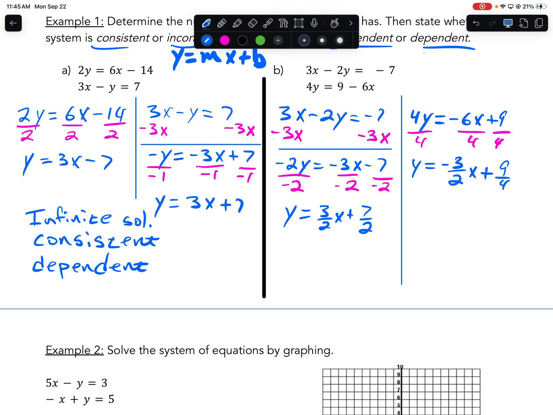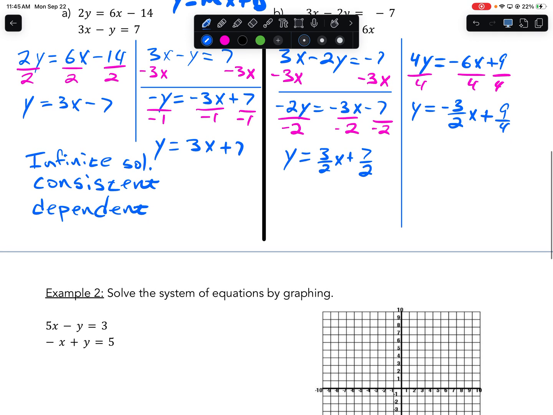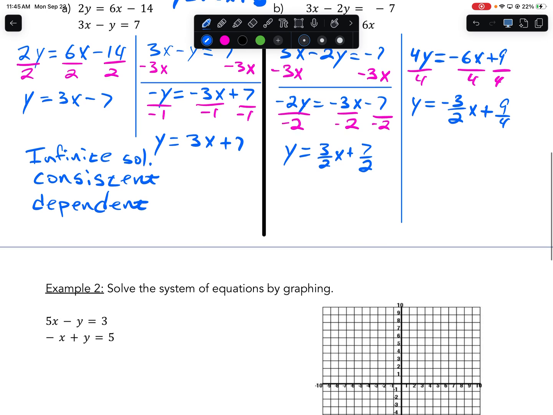Does anyone remember, if you take the slope and you flip it and change the sign, what that's called? It's a negative reciprocal, and it makes the slopes perpendicular, right? So forming 90-degree angles. It doesn't particularly matter for this problem, I just want you to remember that. If you take the slope and flip it upside down and switch the sign, that makes the lines perpendicular, okay?